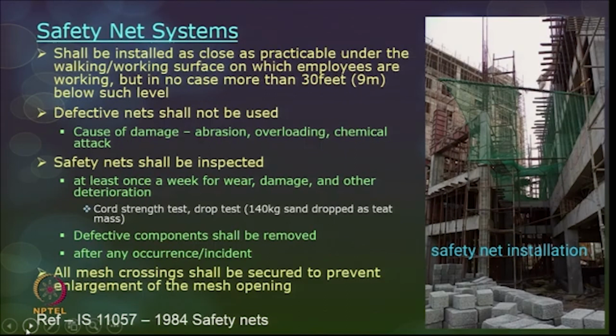Okay. And the height between the walking or working surface from where the employees fall and the safety net should not be more than 9 meters below that level. And defective nets should not be used. The causes for damage can be many reasons in a safety net. It can be abrasion, overloading, chemical attack and so on. Safety nets should always be inspected. Visual inspection will do its purpose, and safety nets should be inspected at least once a week for wear, damage and other deterioration.